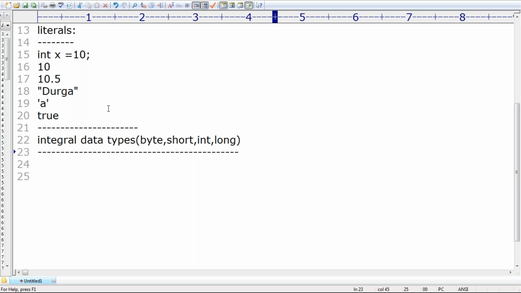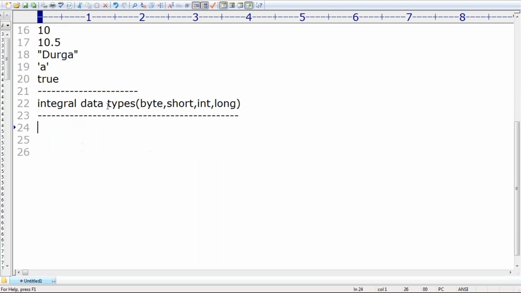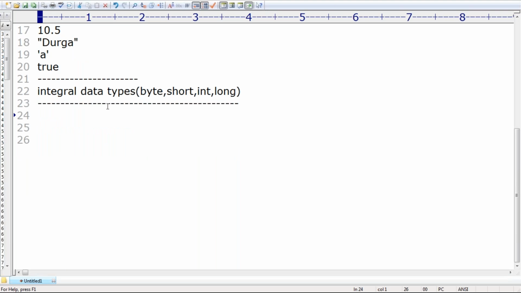Remember these ones. For integral data types, in how many ways can we provide a constant value? In how many ways can we specify a literal value? There are three ways possible. Remember this one: three ways.